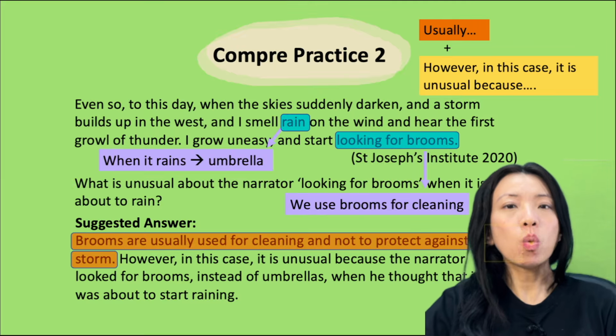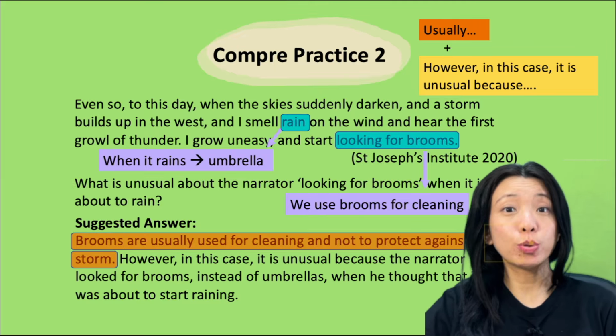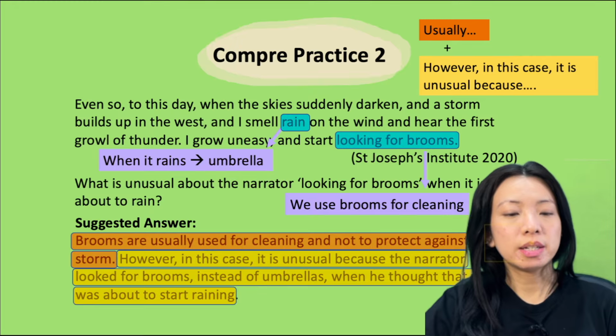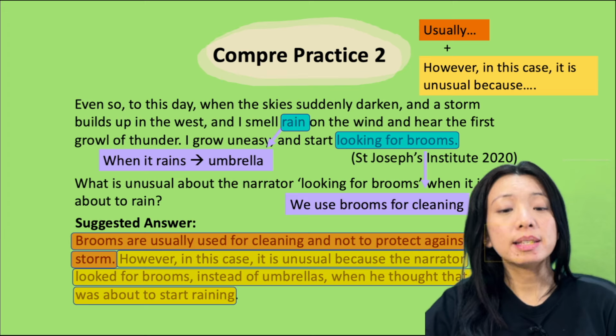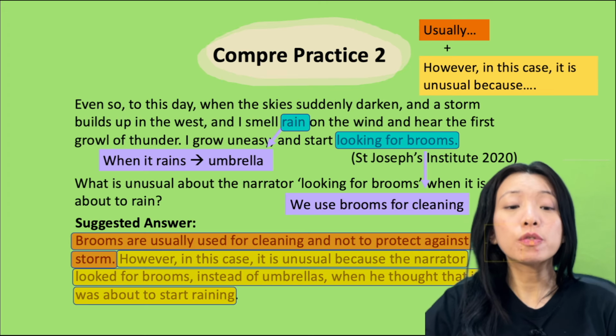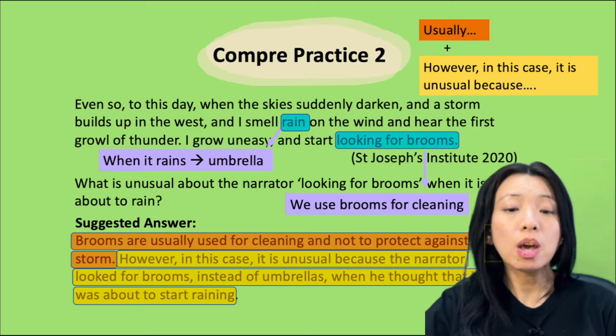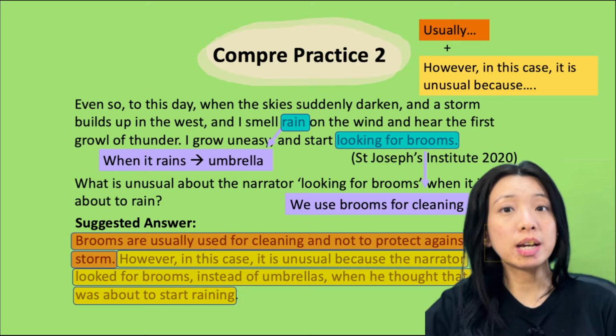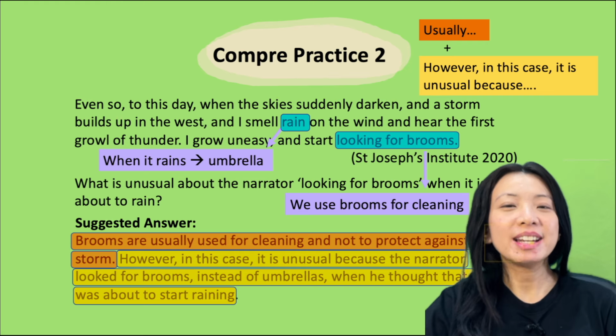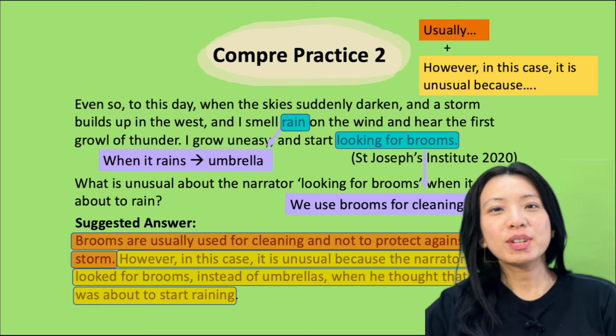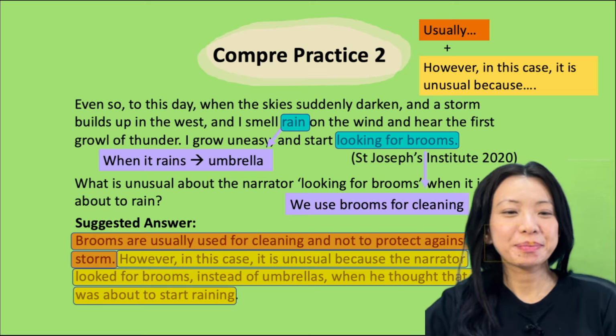Next, I have to explain why this entire situation is unusual. So in my answer, I've stated, however, in this case, it is unusual because the narrator looked for brooms instead of umbrellas when he thought that it was about to start raining. Did you manage to get an answer similar to mine? Okay, so let's go on to the next question.